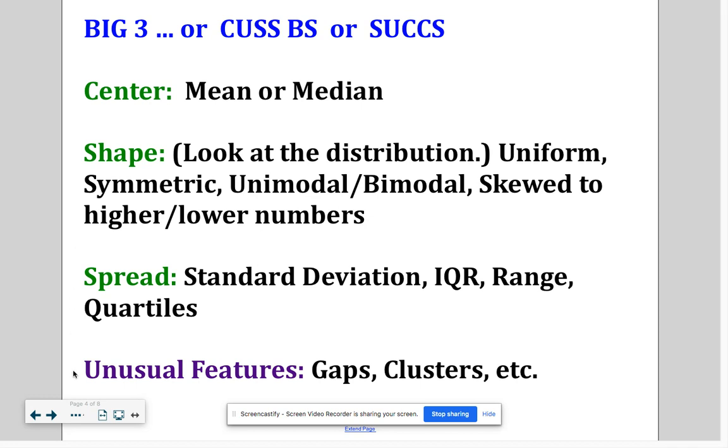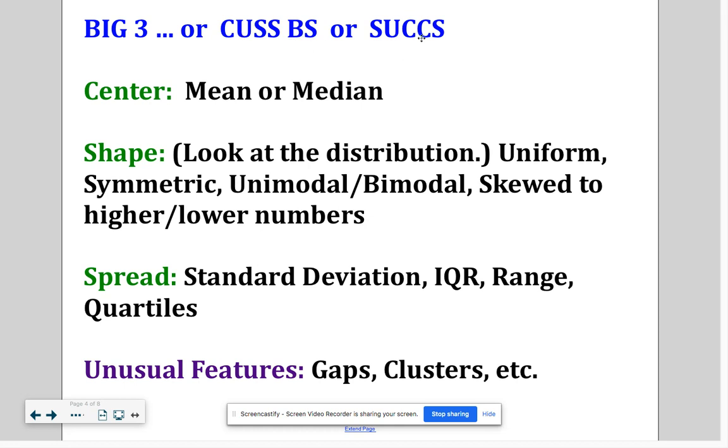Now, of course, they want to know if you have any unusual features going on. Is there a gap or some clustering going on or something like that? But that's usually a little extra. And then if you go back up to these acronyms up here, you can see the C for the center, and then the two S's for shape and spread are in these acronyms. There's a C and two S's. And then a lot of them, they put the U in there for the unusual features. There's the U in that one.